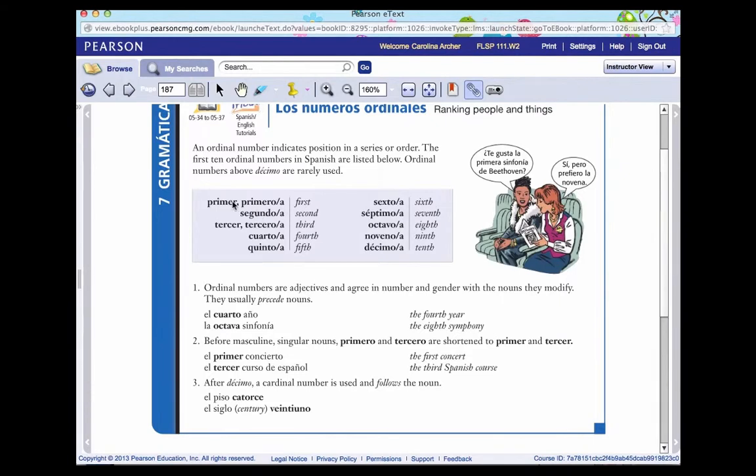Okay, so you have primer, and I'll explain here in a minute why we have primer and primero. So here you see that we have feminine and masculine, and we also have to have singular and plural if what we're talking about is singular and plural. Primero, primera. Segundo, segunda. Tercero, tercera. Cuarto, cuarta. Quinto, quinta. Sexto, sexta. Séptimo, séptima. Octavo, octava. Noveno, novena. Décimo y décima. And of course, if it's plural, we add the S, okay?